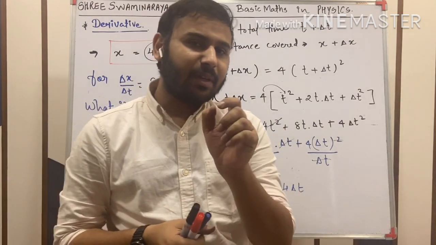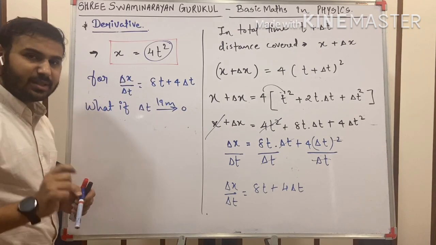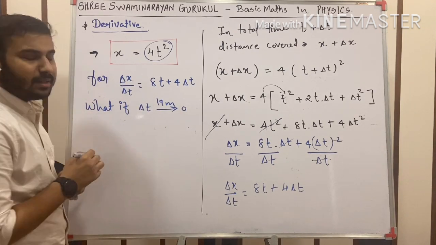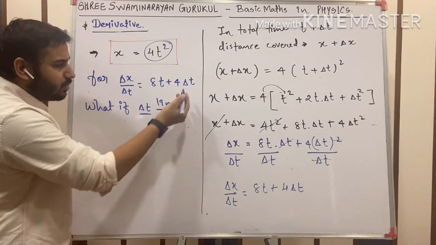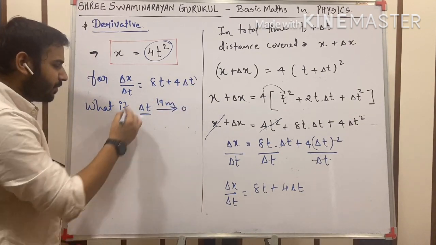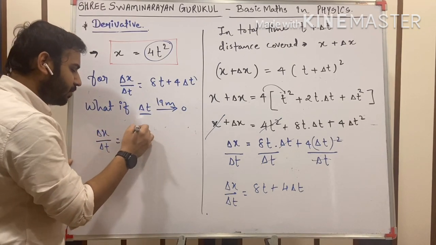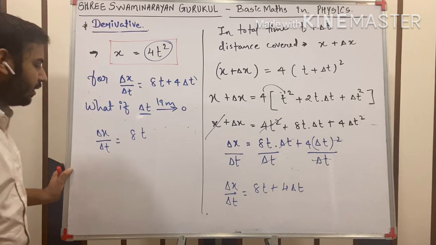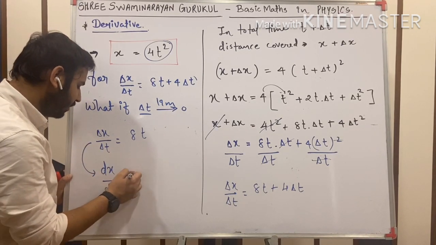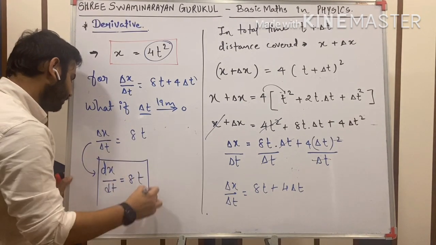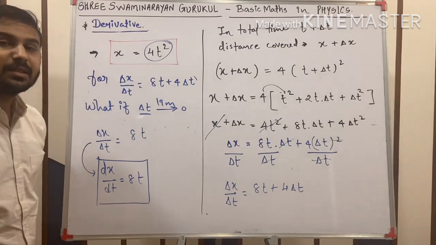So when the time interval is very small, instead of delta you can write d. But before that, this delta t tends to 0. You can substitute 0 over here. So here delta x upon delta t, extremely small, is 8t. Now this can be written as dx upon dt is 8t. Okay, dx upon dt is what? 8t. This is your answer.